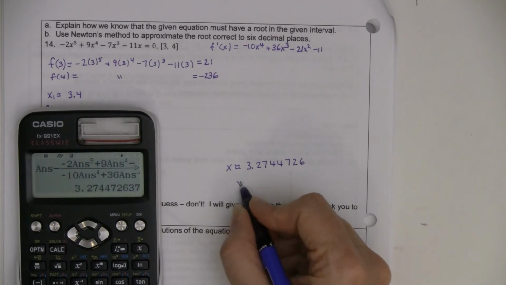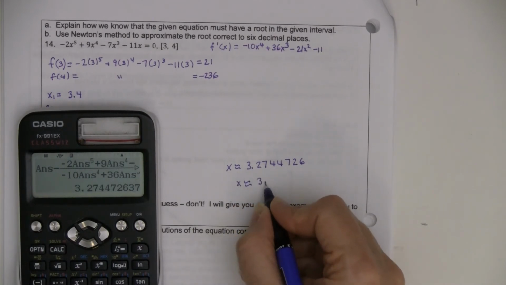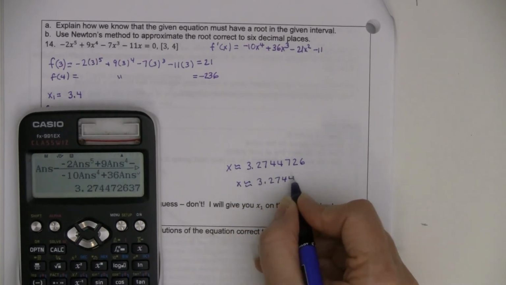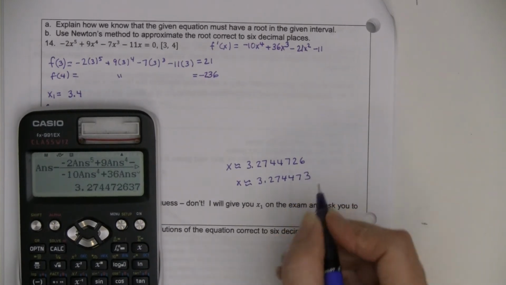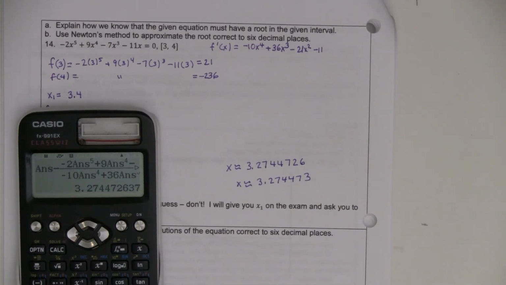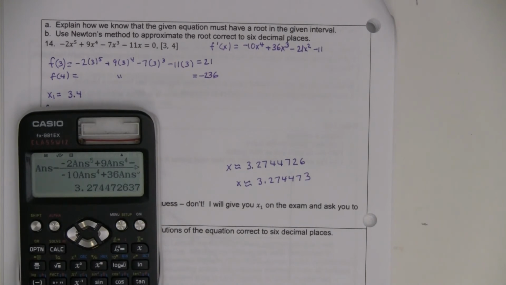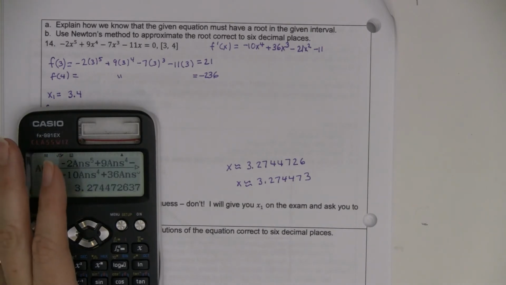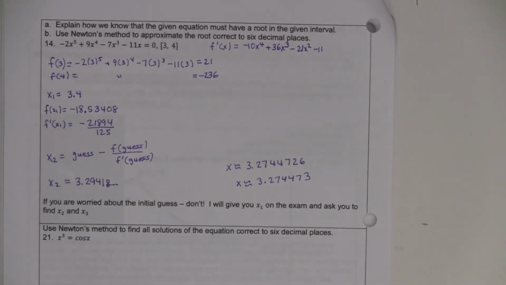So our value is 3.274473, the answer correct to 6 decimal places. And so there we have that. And it doesn't matter which x that was through the algorithm because I used my calculator, so I kind of even lost track of that a little bit. Okay, so we did a lovely job there at finding that.